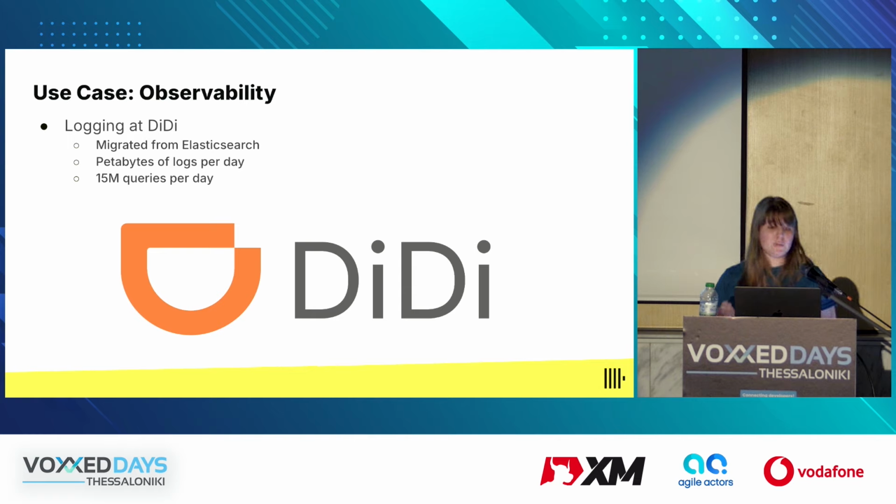This is a use case of observability. So DD migrated over from Elasticsearch, which again was what I mentioned at the beginning. It's a logging database, so it's very common to put logs in something like Elasticsearch. But with this one, they had about 15 million queries per day on their logs, which is pretty impressive, I'm not going to lie. And they had about a petabyte of logs per day as well. So Elastic actually was doing pretty good at the querying.